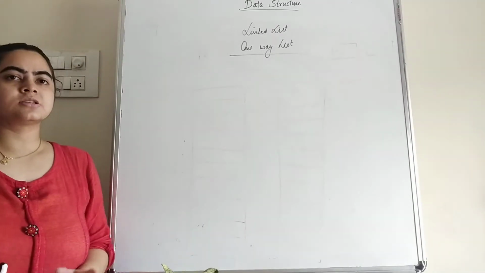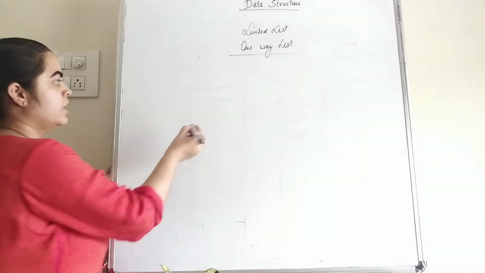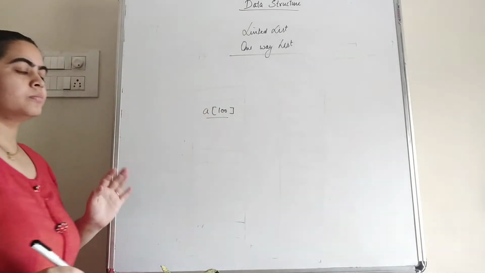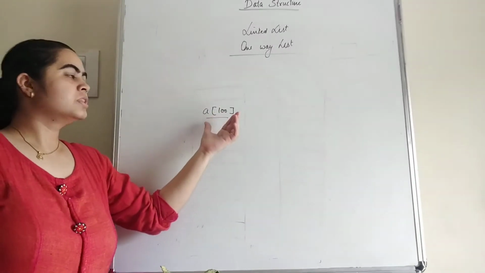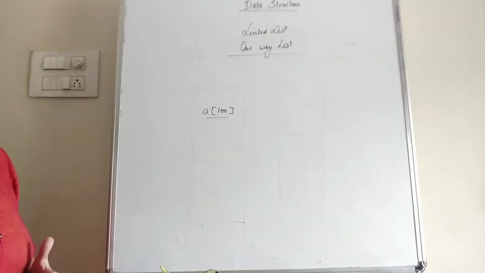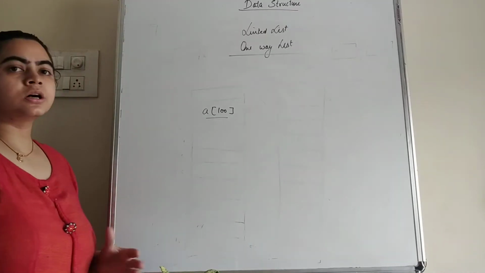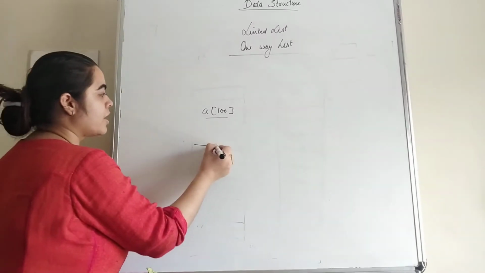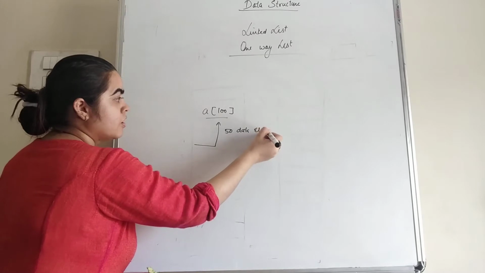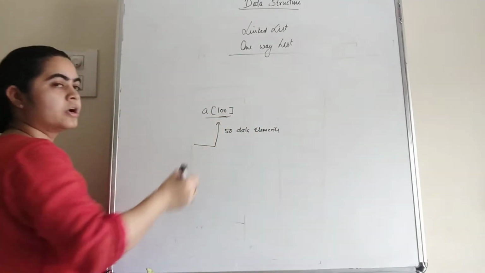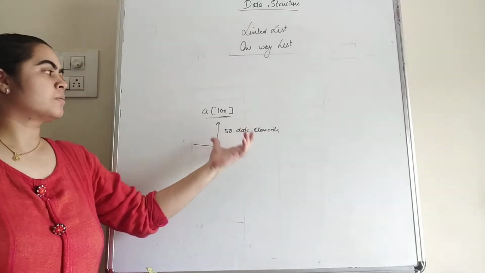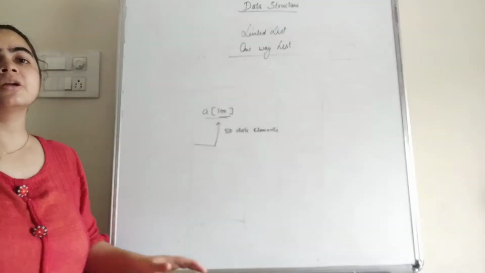In case of array, suppose I am creating the array with name A and the size of this array is 100, so that means this array with name A can occupy 100 locations in the memory in order to save the contents. Now suppose during the runtime only user requires 50 data elements in order to store the value. So out of 100, if user is storing 50 data elements, there is a wastage of 50 memory locations.